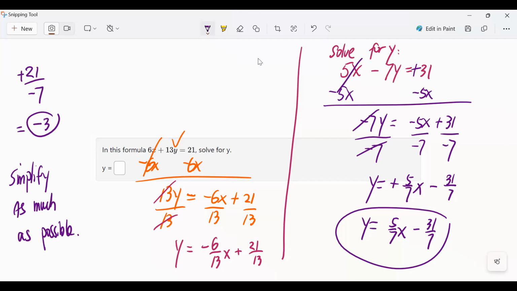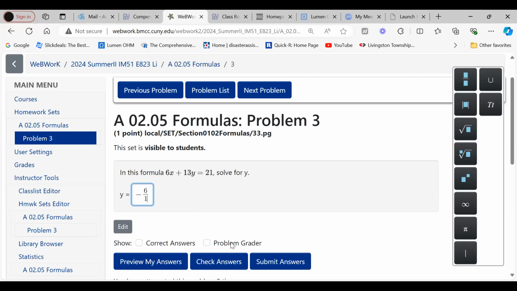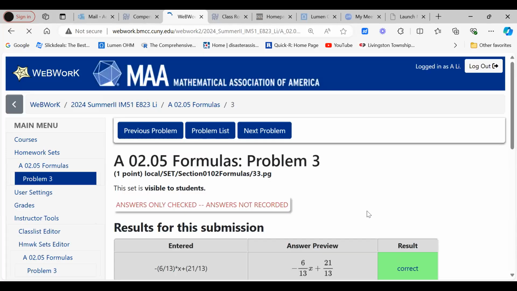All right, so let's move back to the web work. So the answer for this one is going to be minus 6 over the earlier 13 x plus 21 over 13. That should do it. Now we're going to check it. The answer is good. Next problem.